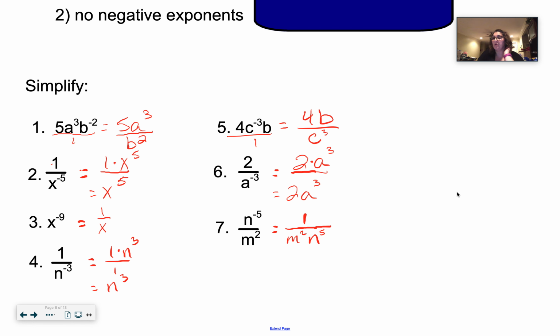Remember, I brought that n to the negative fifth down. It was a negative exponent, so I flipped it down. The m stayed because the exponent's positive. I don't know what m is, so I can't do anything with it. So you just flip that negative exponent down and make it go positive. Okay?